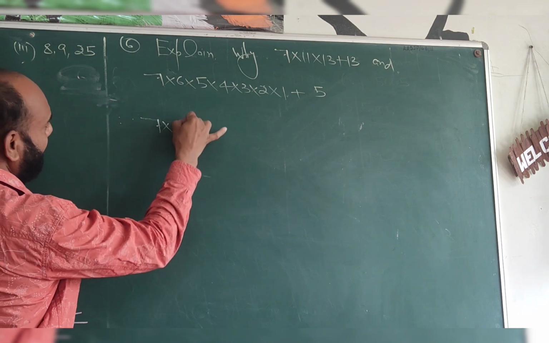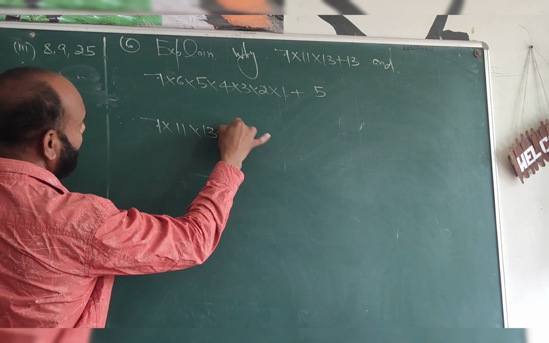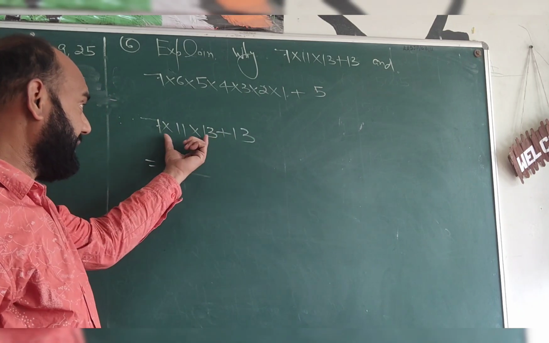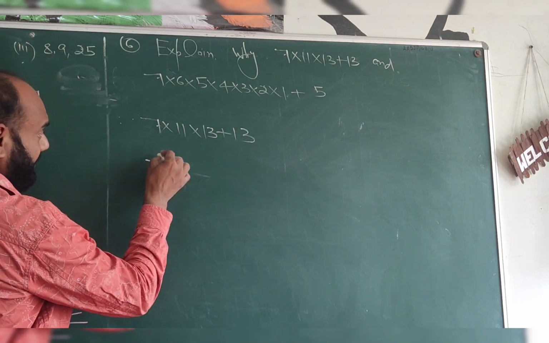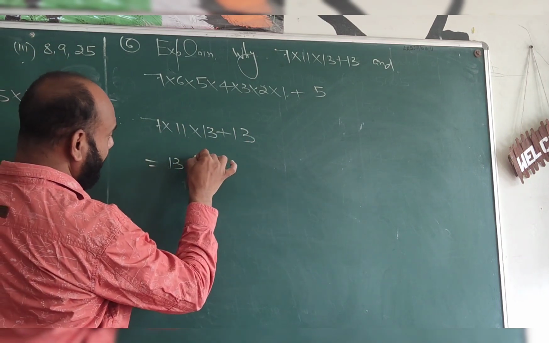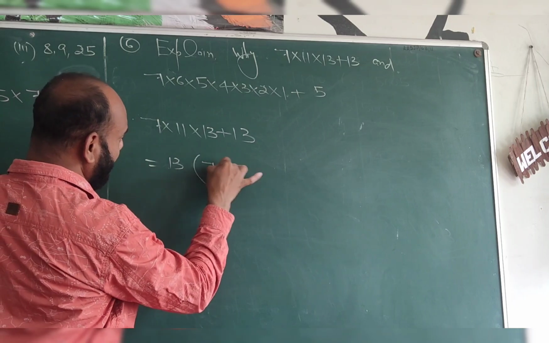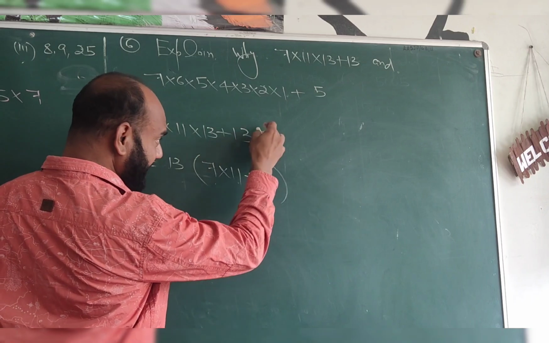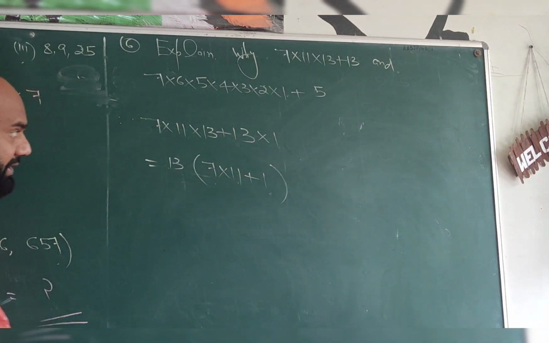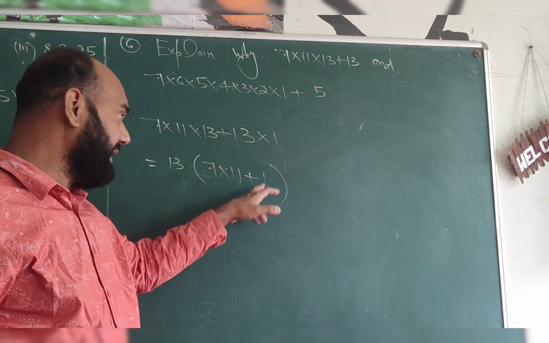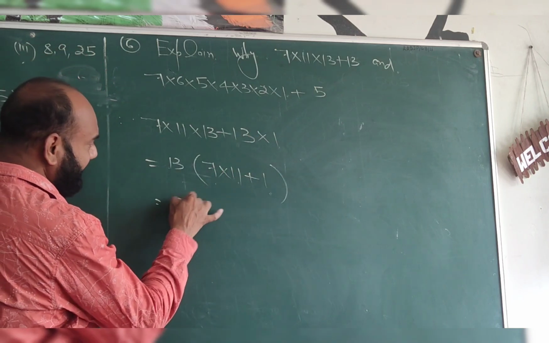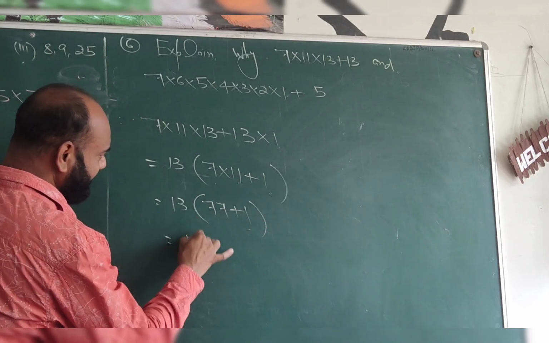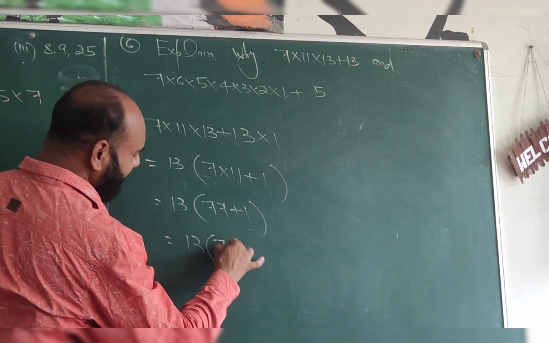Because 7 multiplied by 11 multiplied by 13 plus 13 can be written in the form... In this question we see that 13 is common in these two terms. So taking 13 common, the remaining term can be written as 7 multiplied by 11 plus 1, because 13 can be written as 13 multiplied by 1. So 13 is common here and the remaining term is 1. So this can be written as 13 times 77 plus 1, which is equal to 13 times 78.